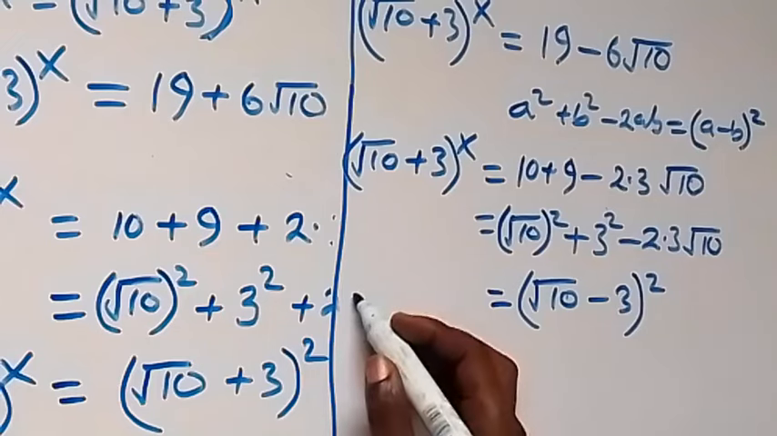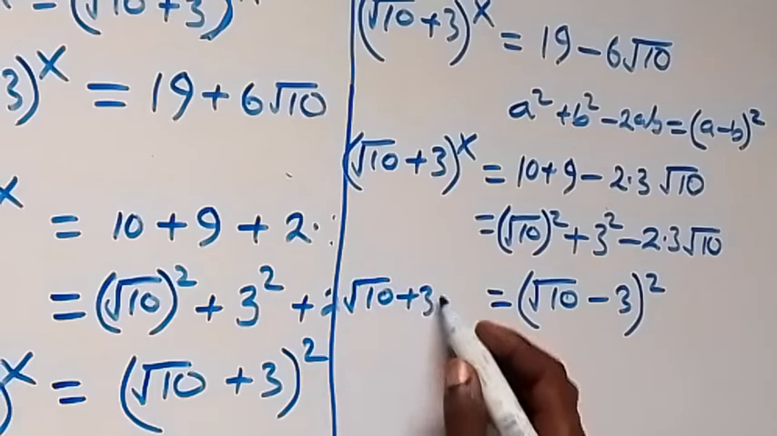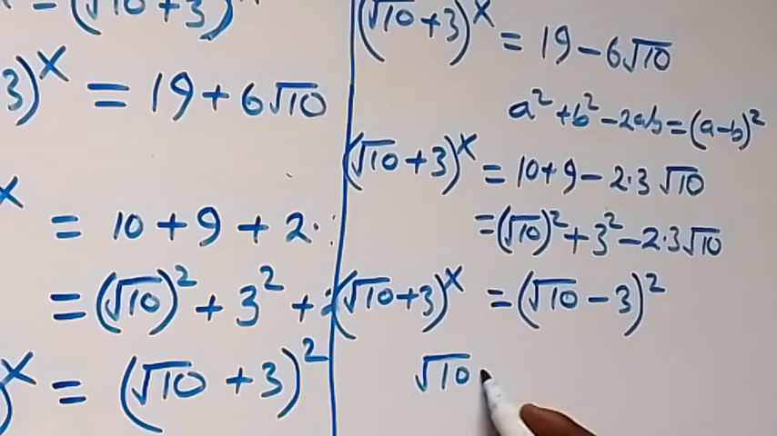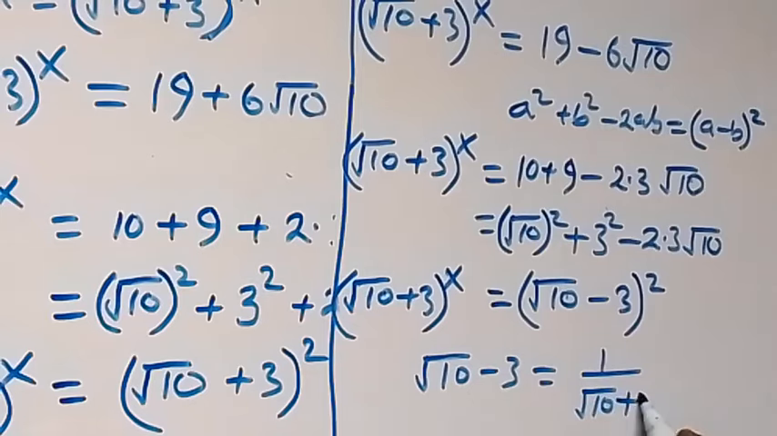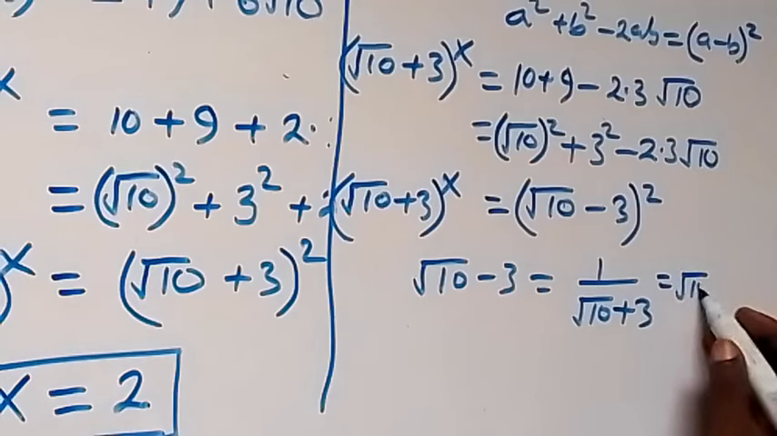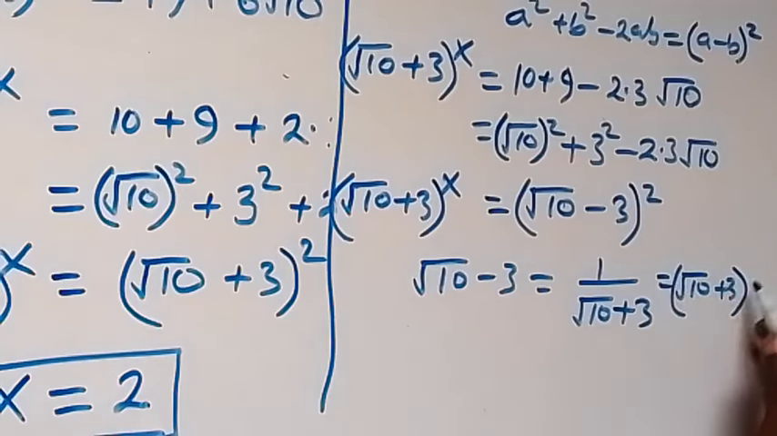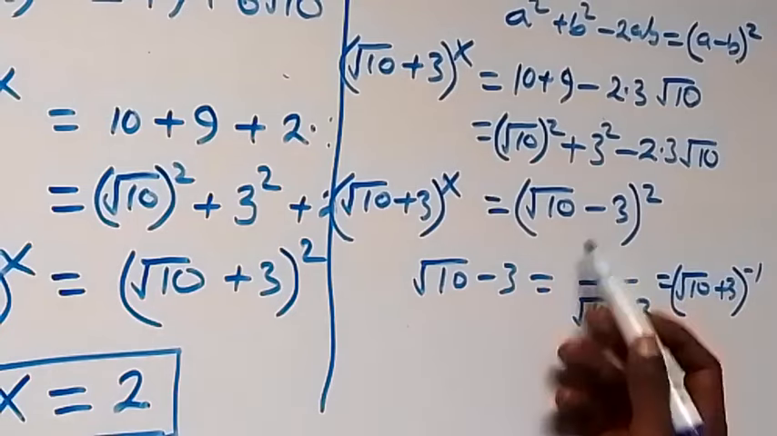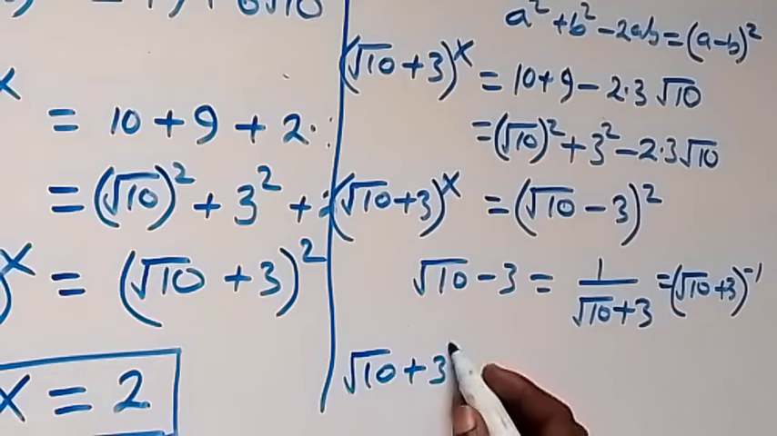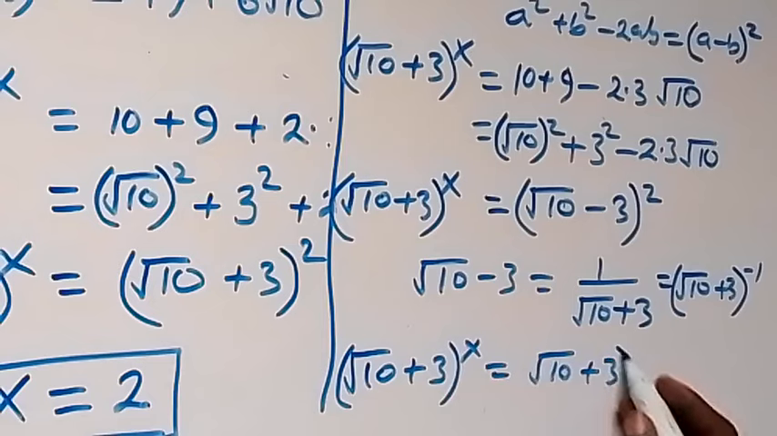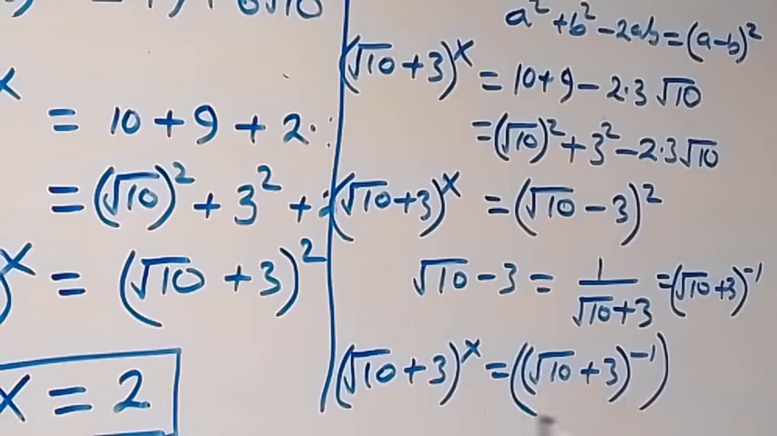So root 10 plus 3 all raised to power x now equals this. But recall that root 10 minus 3, we wrote it as 1 over root 10 plus 3, which is the same thing as root 10 plus 3 raised to power minus 1. So root 10 minus 3 we can write as root 10 plus 3 raised to power minus 1. It implies that root 10 plus 3 all raised to power x now equals root 10 plus 3 raised to power minus 1, then raised to power 2.